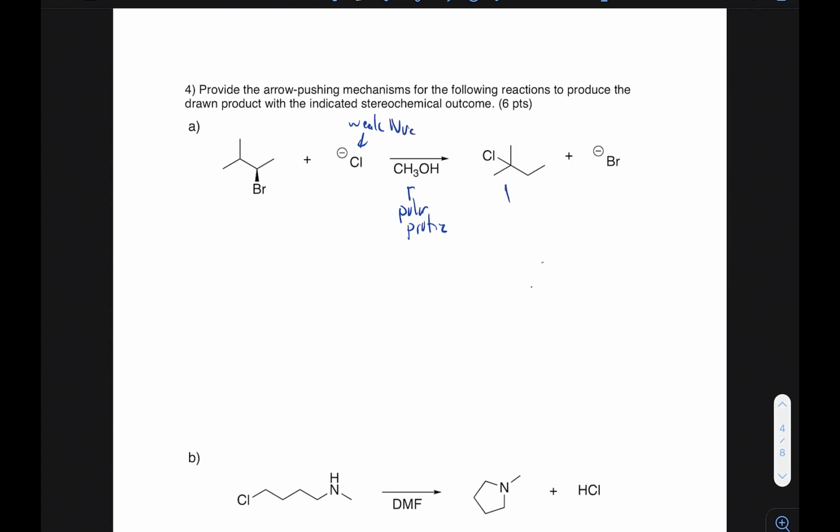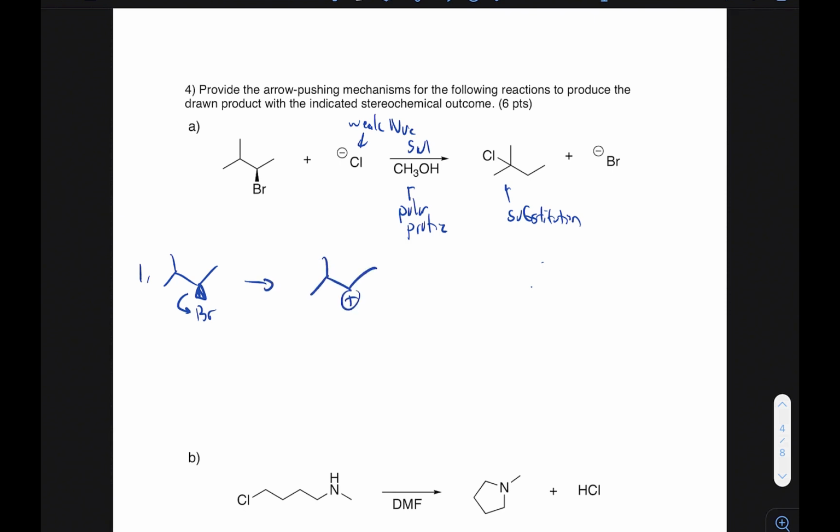And then we see that we have a substitution taking place. There's not an alkene or anything, it's just a substitution. One thing has taken the place of another. And so this has to be SN1, particularly because of that polar protic solvent. So in the first step here, we know we have our leaving group leaving. That Br has left.